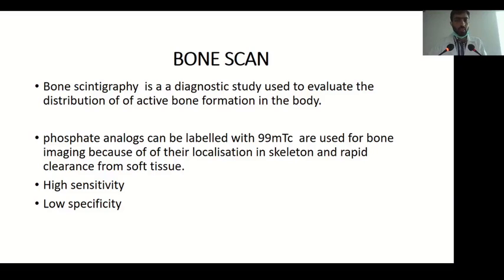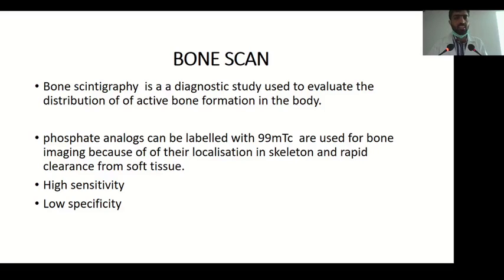Then there is a bone scan. Bone scintigraphy is a diagnostic study used to evaluate the distribution of active bone formation in the body. Phosphate analogs labeled with 99mTc are used for bone imaging because of their localization in the skeleton and rapid clearance from soft tissue.